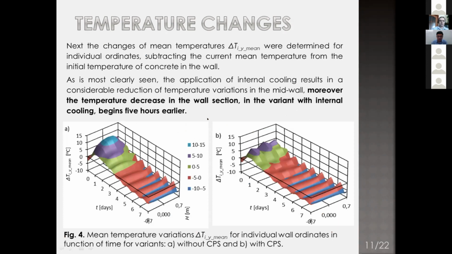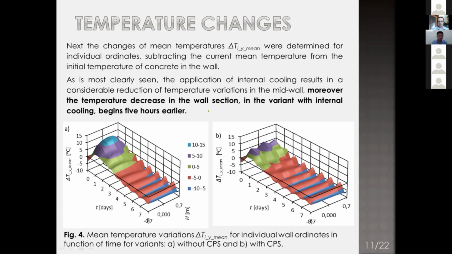Next, we have calculated the mean temperature changes, not temperature, but temperature changes, mean for individual ordinates of this wall, because sometimes, according to some standards, such data are required. We see strong reduction inside the wall. One direction shows the temperature, the next one time up to 7 days, and the last one shows the height of the wall.